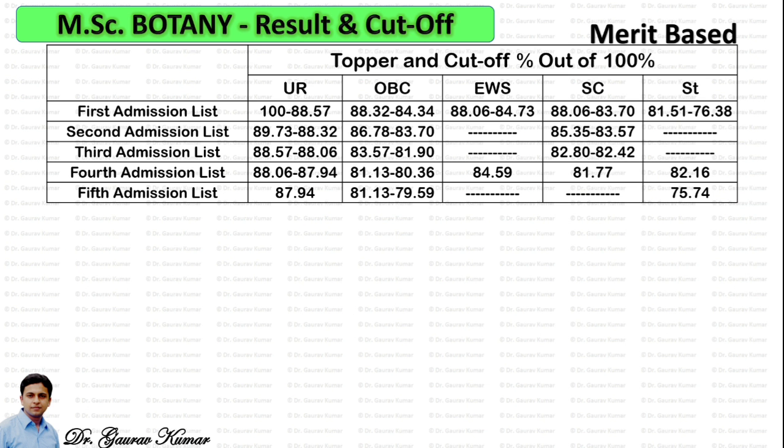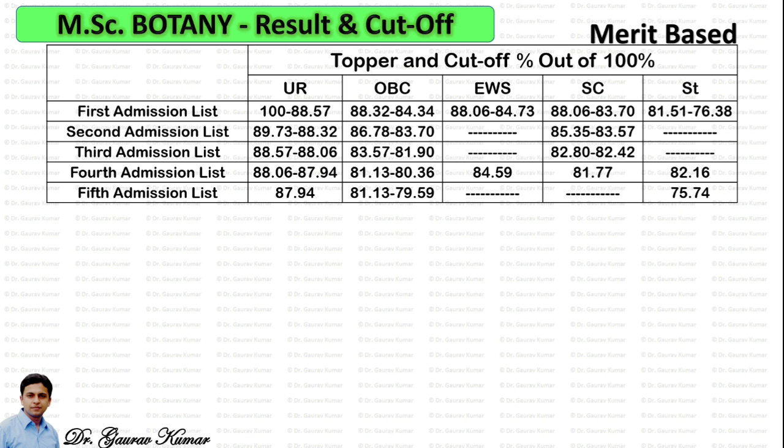Next we will see the MSc Botany result and cutoff. What was the result and cutoff last year, so that you can have an estimate of how you should perform in your entrance test, as well as how much CGPA is required to qualify on merit basis. So let's see the merit basis first. There were around 5 admission lists. The first admission list for unreserved merit went from 100 to 88.57 percentage. I'm talking in percentage. And the OBC, EWS, SC, and ST you can see respectively.